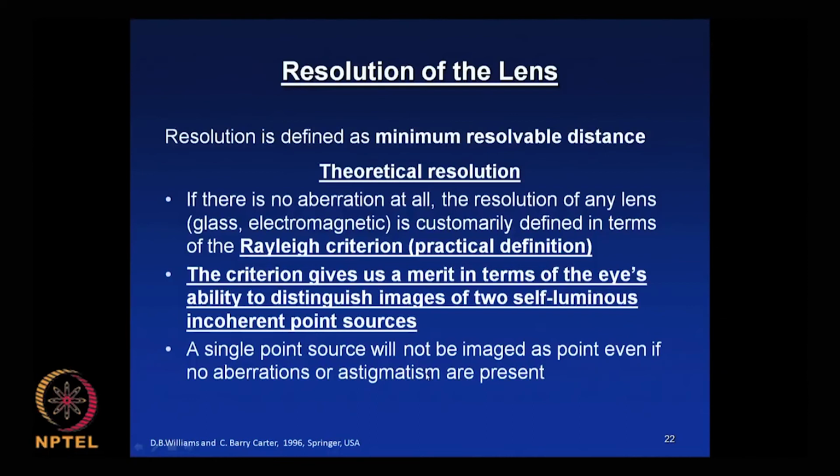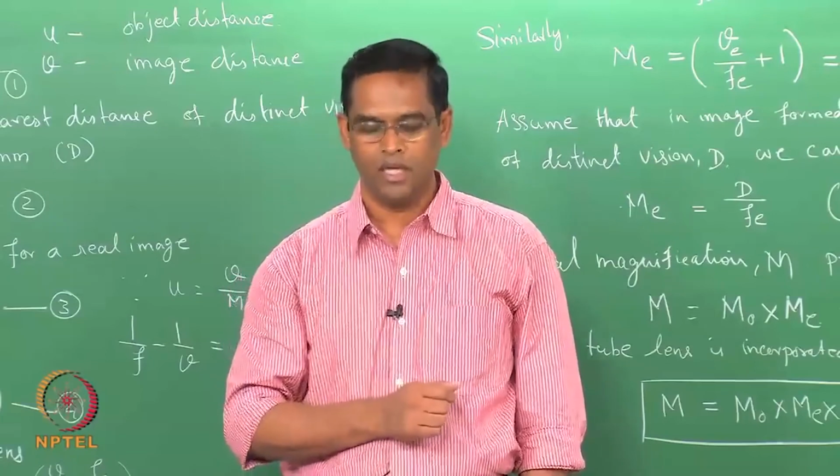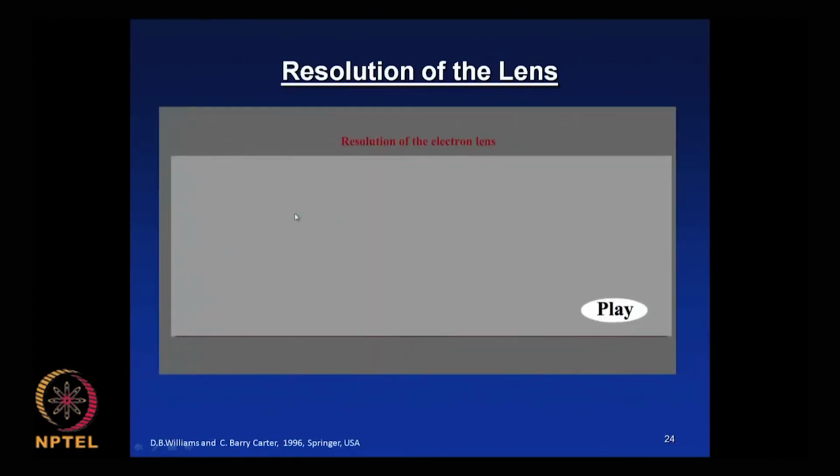So, now we will see how we can understand this concept with the help of some animation and so on. The finite size of the lens results in diffraction of the rays at the outermost collection angle of the lens, usually by the limiting aperture. This diffraction results in a point being imaged as a disc which has the cross section intensity profile. We will see that as an animation, then the understanding will be better, then we will discuss that.